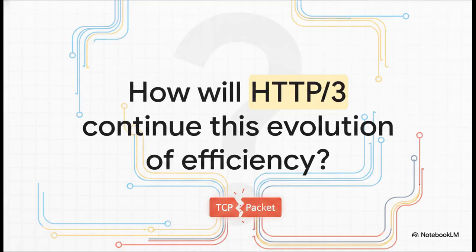I really hope this explainer has helped clarify the precise, under-the-hood mechanics of HTTP/2 for you. But it does leave us with a pretty fascinating question to ponder. Since HTTP/2 still suffers from TCP-level head-of-line blocking, meaning a single dropped TCP packet still stalls the entire connection, how exactly will HTTP/3 and QUIC continue this evolution of efficiency? Well, the pursuit of perfect performance never truly ends, does it?